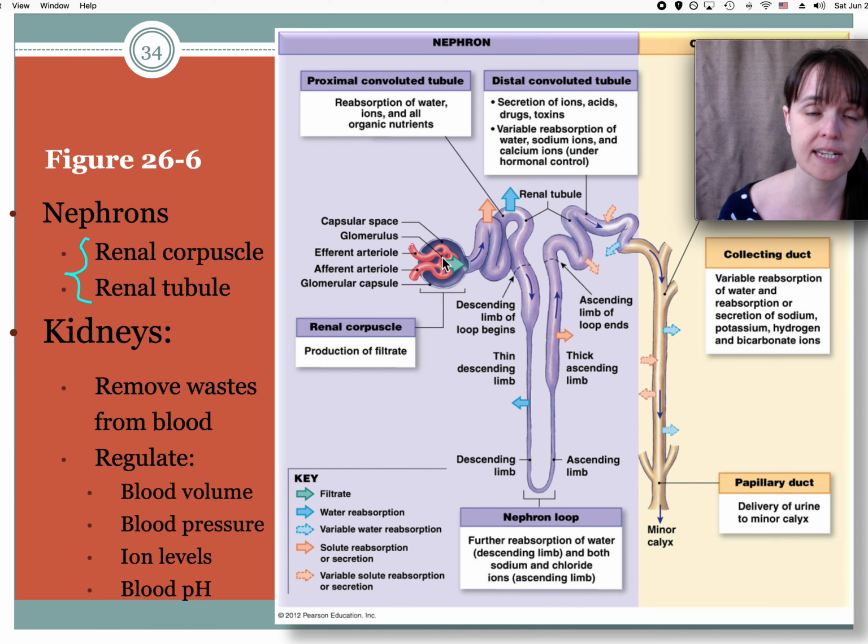And these are fenestrated capillaries, just like we had in the hypophyseal portal system. And the little pores allow lots of fluids out. There's a whole filtration membrane thing that we'll learn about here in a minute.